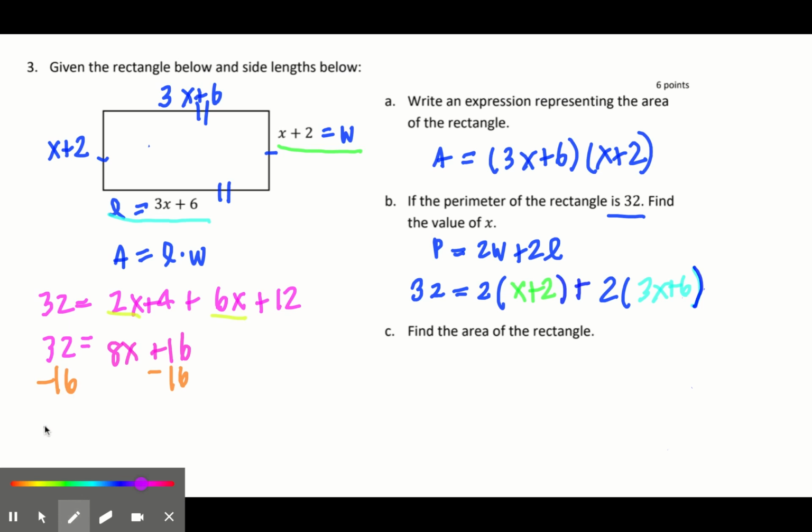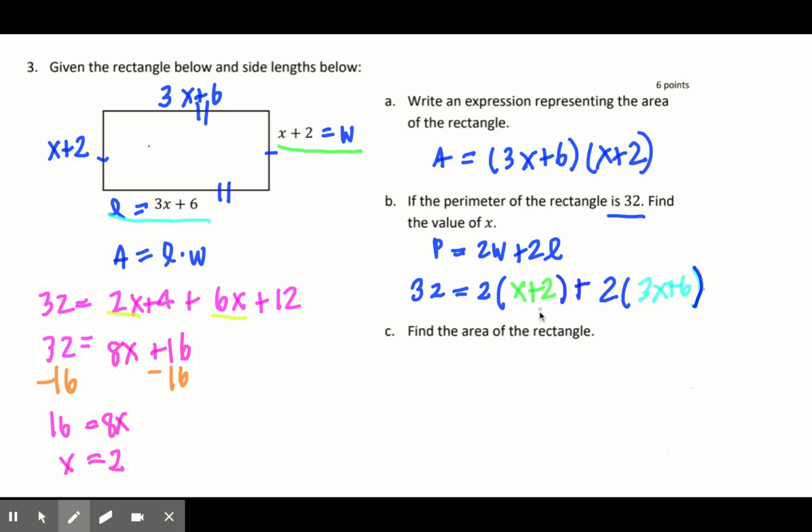and then you get 32, oops, psych, you thought. 16 equals 8x, so divide by 8, you get x equals 2.